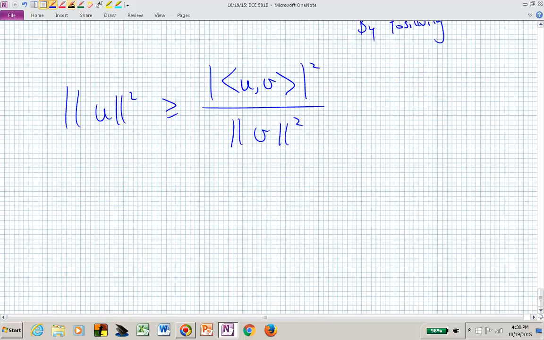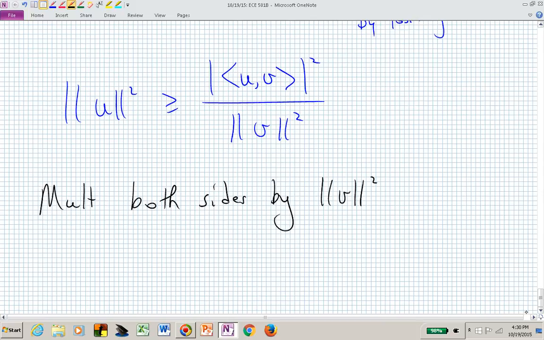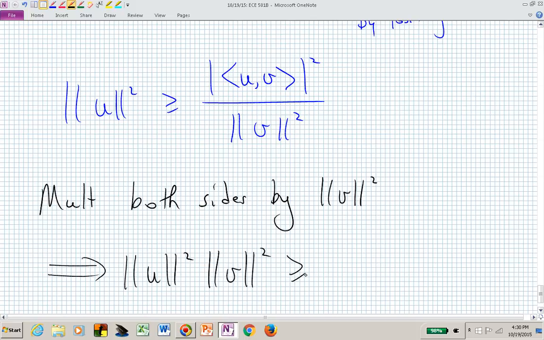If we now multiply both sides of this result by the norm of v squared, we're getting right next to our final result. Meaning, we can now say that this leads us to the norm of u squared times the norm of v squared is greater than or equal to the absolute value of the inner product of u and v, squared.